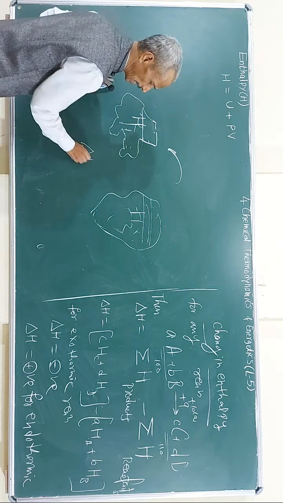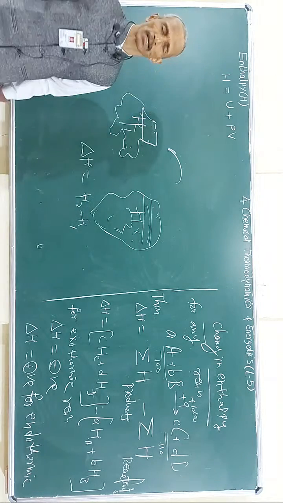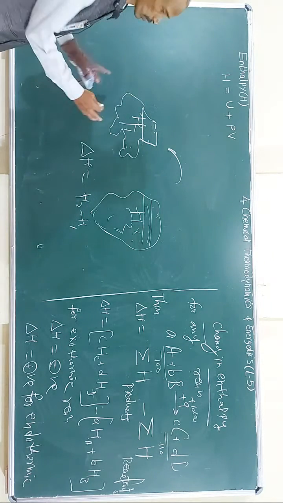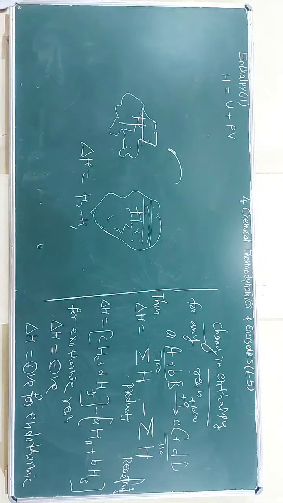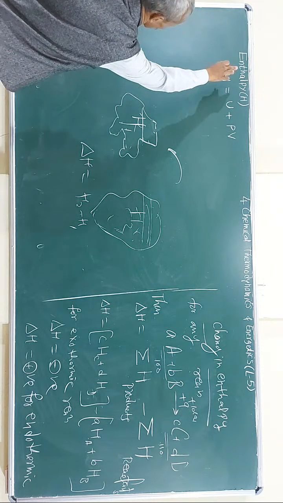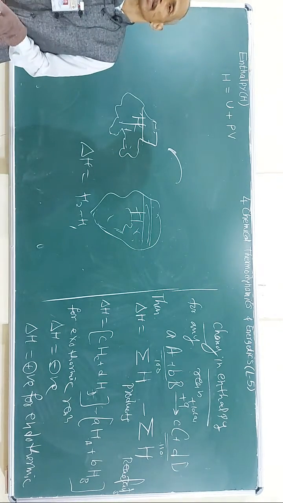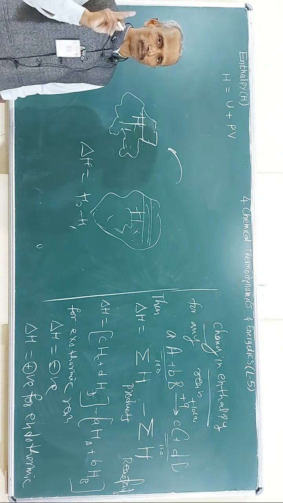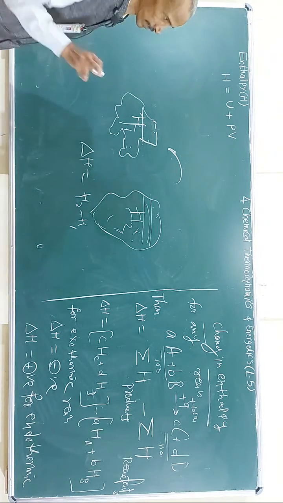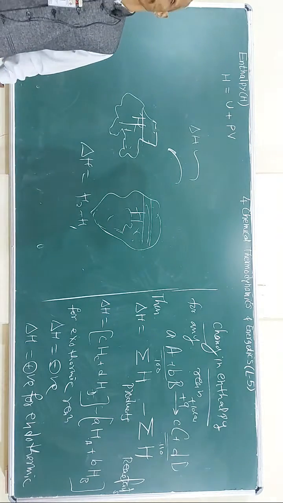So delta H is equal to H2 minus H1. The difference can be easily calculated. But to count the total absolute value is not possible practically. Therefore, when we talk about the enthalpy of the process, that means it is the enthalpy change and not the H. It is always enthalpy change in the process.